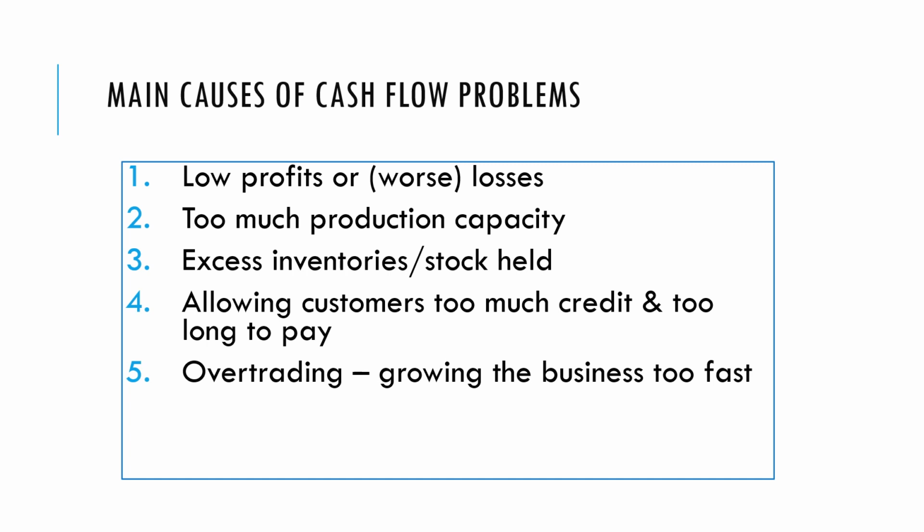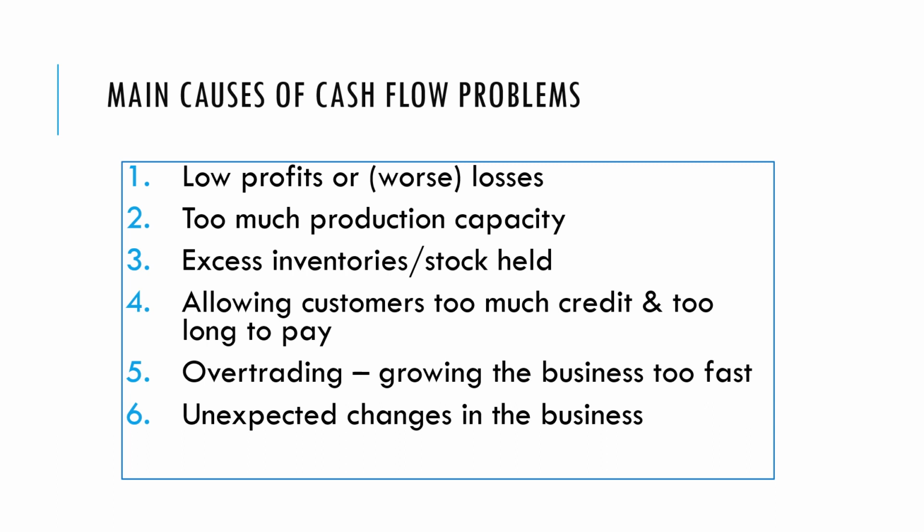Overtrading, growing the business too fast. As you grow and increase how much you produce, you pay greater and greater outflows, but you're waiting for the inflows. So every time you need more working capital to grow the business. So that can cause a cash flow problem. Unexpected changes in the business, events outside their control.